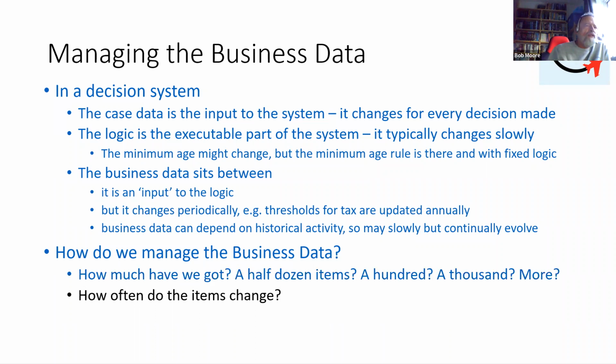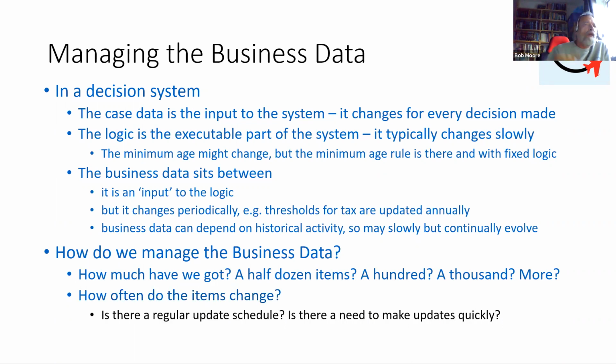How often do the items change? If the items don't change very often, then again, our management issues are relatively minimal. If they need to change more rapidly than that, then we're going to have to do some more work. So is there some regular update schedule, like, for example, the tax bands in the UK, or is there a requirement which means that we need to be able to make updates much more quickly? Having to make updates once every 12 months is rather different from saying I need something new in the morning, or I need something new in a few hours, or I need something new in a few minutes.